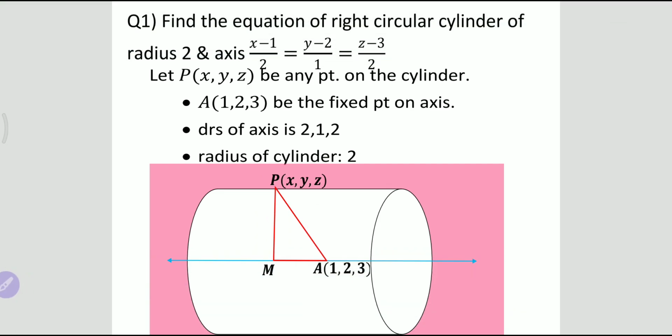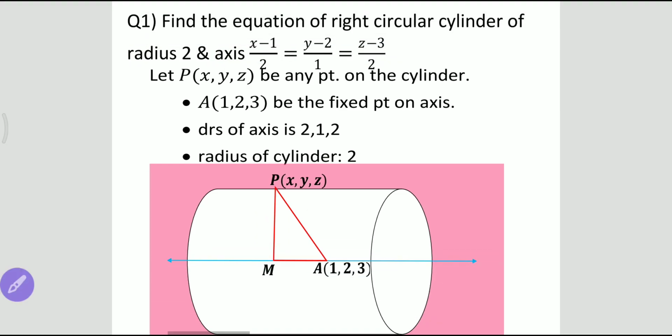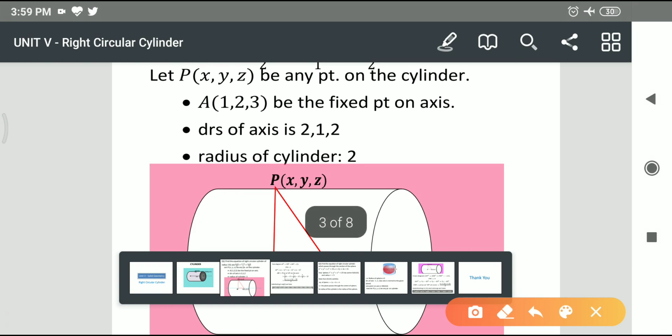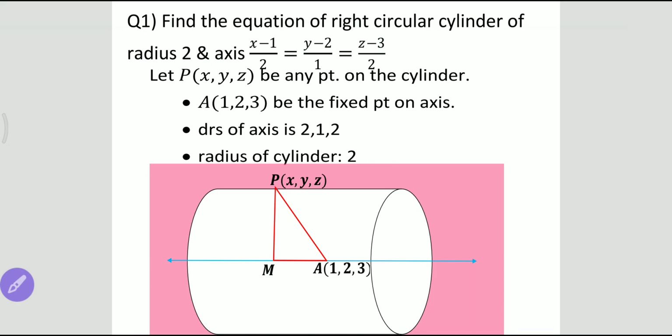Then A(1, 2, 3) is one point on the axis. Okay, this you can easily identify with the help of the equation of the axis, (x minus 1)/2 equal to (y minus 2)/1 equal to (z minus 3)/2. So the terms in the numerator, x minus 1, y minus 2 and z minus 3, tell you that (1, 2, 3) is a point on that line. So we are taking A(1, 2, 3) as one point on the line.